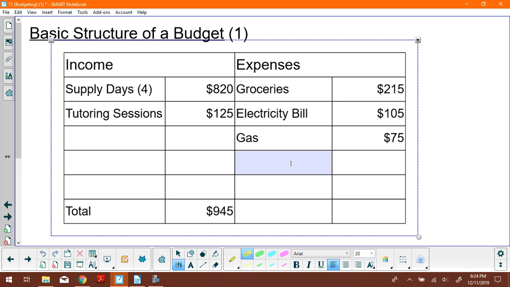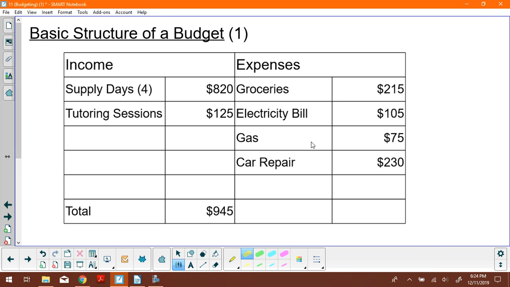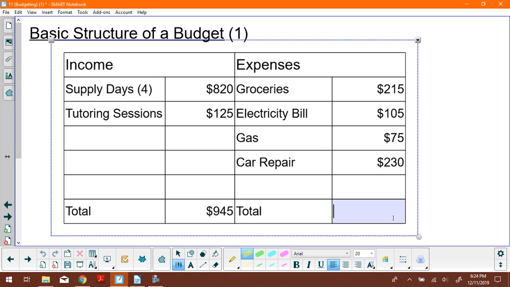Maybe we get some car maintenance done. Car repair. It costs $230. Okay, so let's say that's where I'm at so far. There's all my income and my expenses. So I'm going to tally up my expenses for the moment and see what I've got. 15 plus 105.